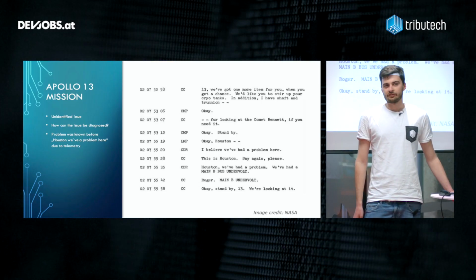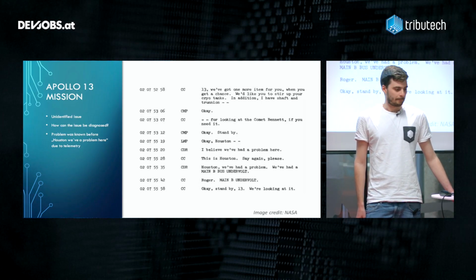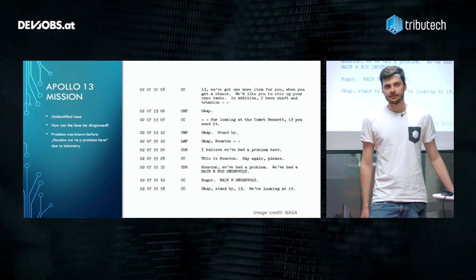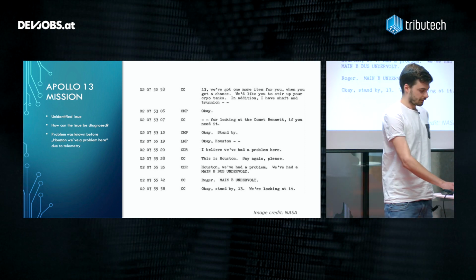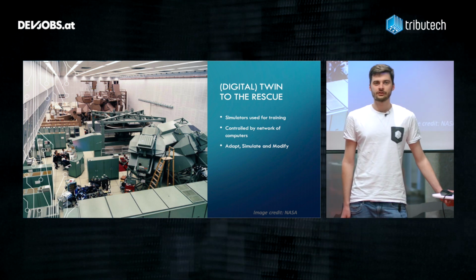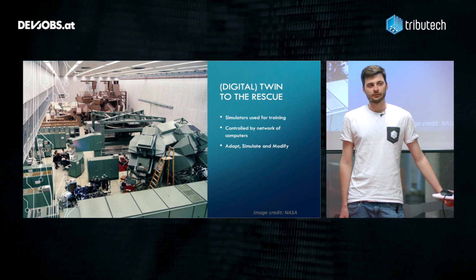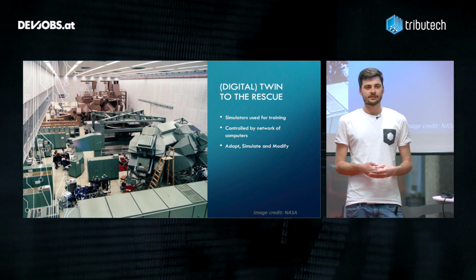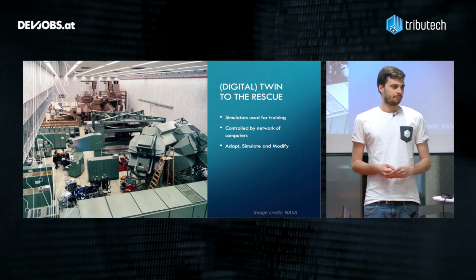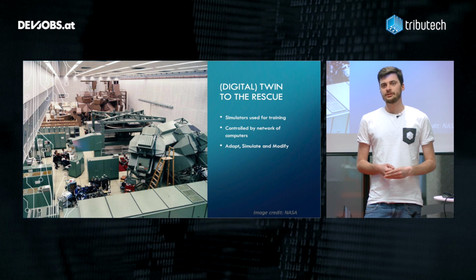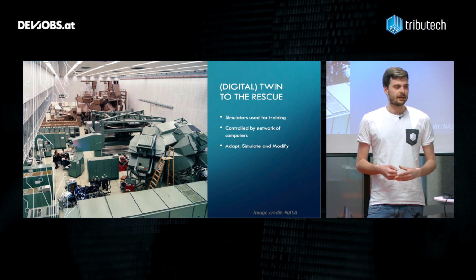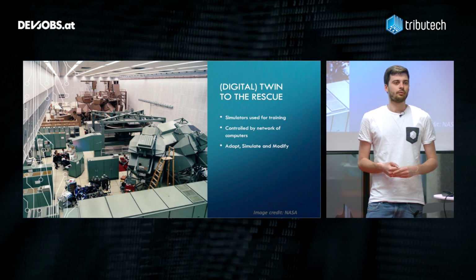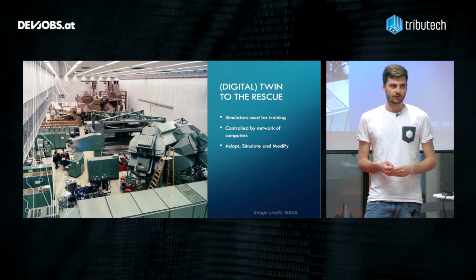So how do you identify such an issue? In this example, what they did is they used some help from the sensors or from the simulators that they used to train the astronauts. These simulators were used to train the astronauts, and they adapted them in a way to reproduce the problem that the astronauts had in space.